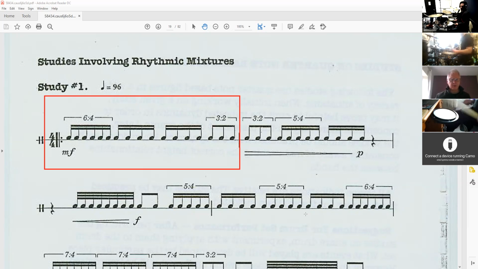1 and the 2 and the 3 and the 4 and the 1, 2, 3, 4. 1 and the 2 and the 3 and the 4 and the 1.